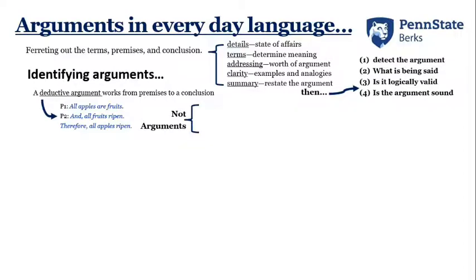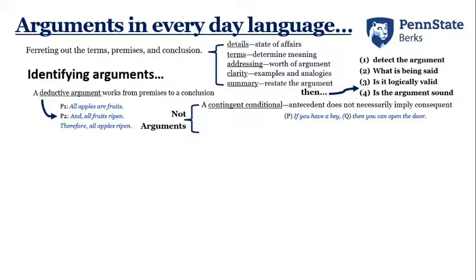Now, things that may or may not be arguments. A contingent conditional. This is where we're simply saying, if P then Q. So now the antecedent doesn't necessarily imply the consequent. So if you have a key, then you can open the door. That's not an argument. Remember, that's not symmetrical. You can't simply say, well, because you opened the door, you have the key. So it's just what would be called a contingent conditional.